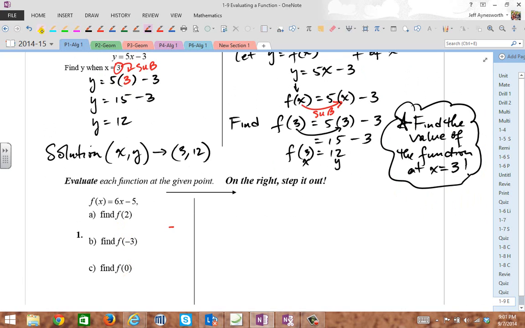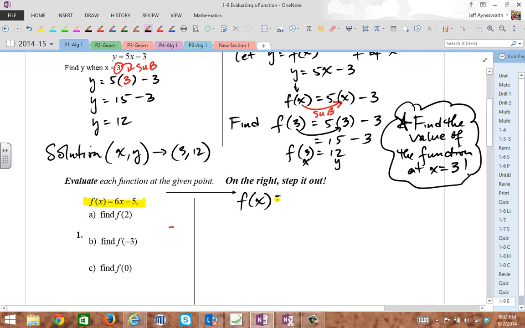Okay, now my first function here that I want to take a look at is f of x. Say f of x equals 6 times x minus 5. So let's bring it over here. All right, f of x is equal to 6 times x, I'm going to put in parentheses here, minus 5. And once again, whatever that value is, you're going to substitute it in and evaluate the function at that point. I'm going to do it 3 different times here.